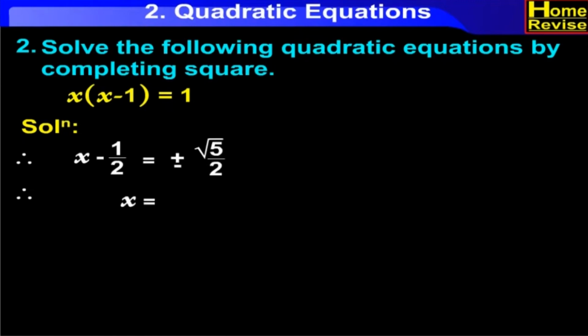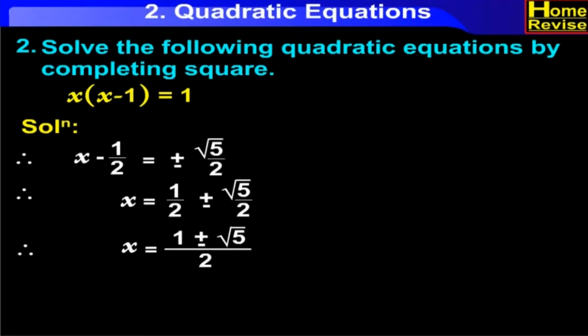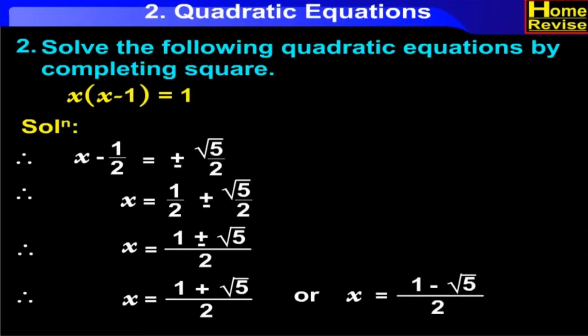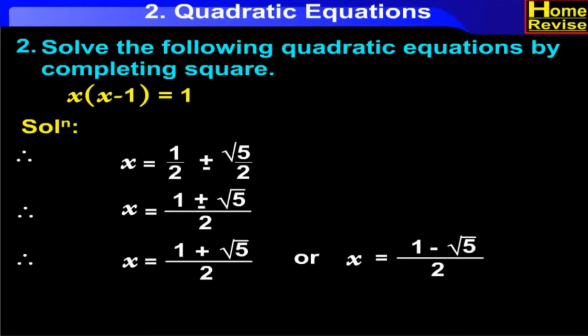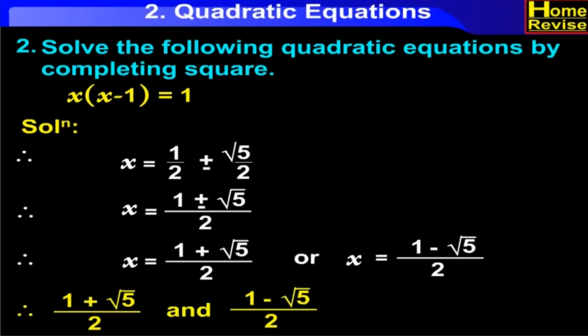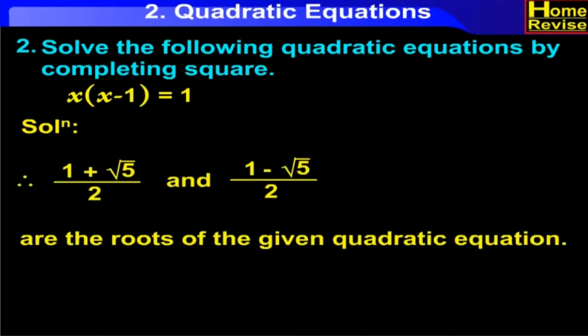Therefore, x is equal to 1 upon 2 plus or minus root 5 upon 2. Taking 2 as a common denominator, we have x is equal to 1 plus or minus root 5 upon 2. Therefore, x is equal to 1 plus root 5 upon 2, or x is equal to 1 minus root 5 upon 2. Therefore, 1 plus root 5 upon 2 and 1 minus root 5 upon 2 are the roots of the given quadratic equation.